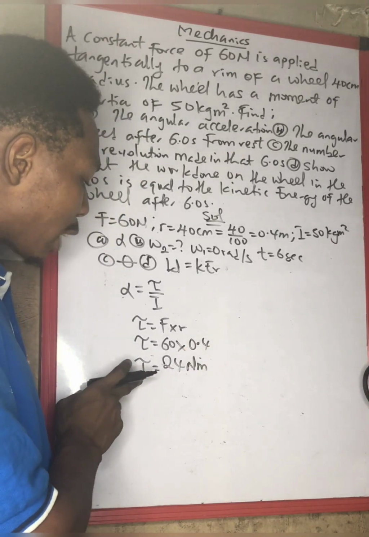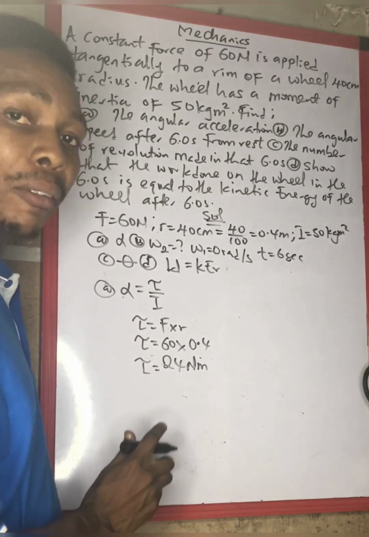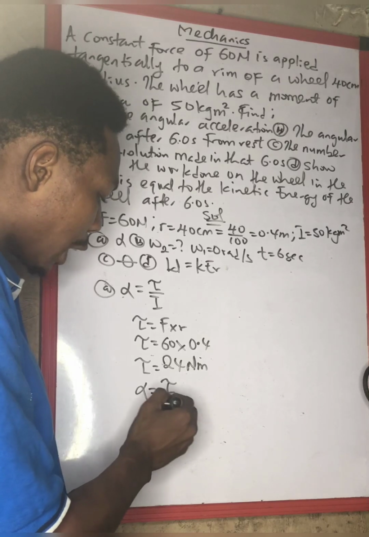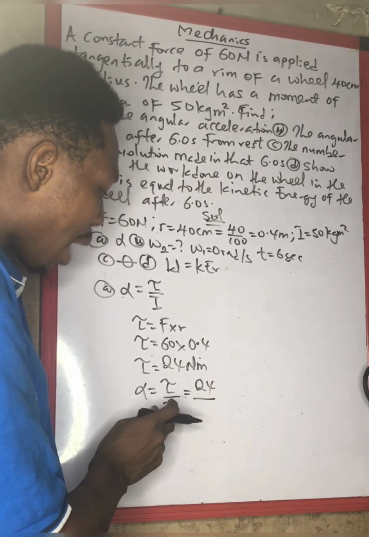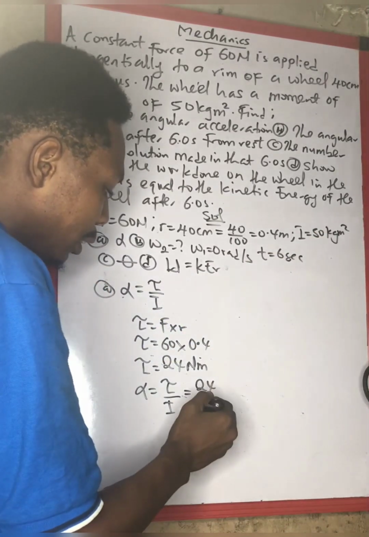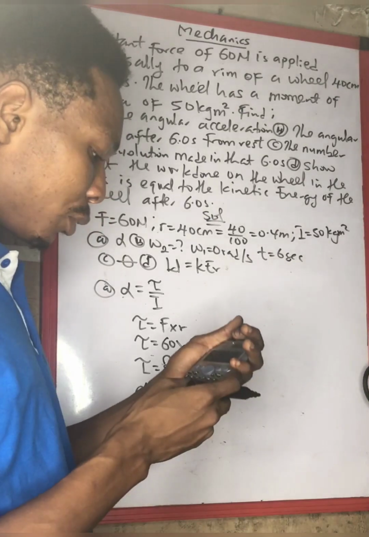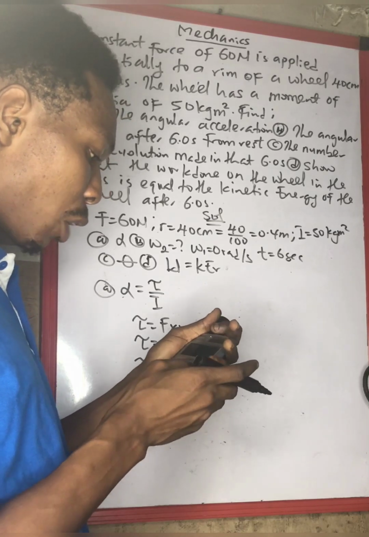Now that we've gotten our torque, we can put it into this expression to get our alpha. Our alpha is torque over inertia, which is equal to 24 divided by our inertia, which is 50. From there, our alpha will be equal to 24 divided by 50, which gives us 0.48.